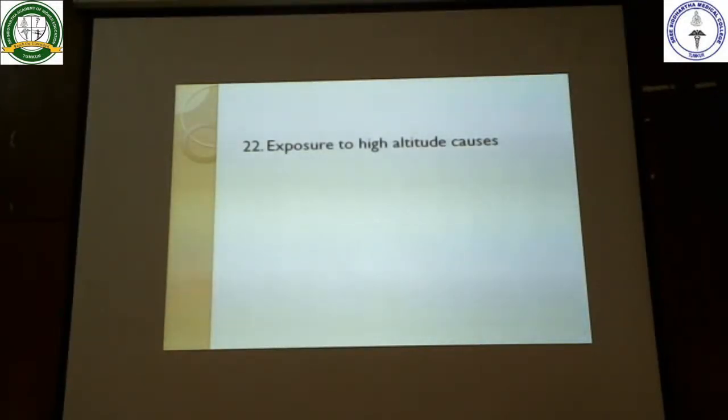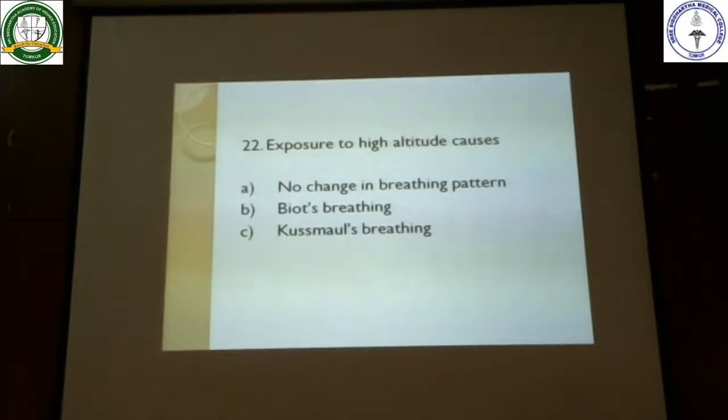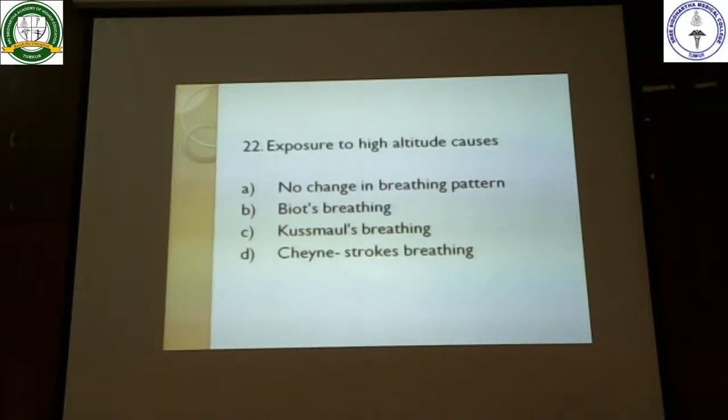Exposure to high altitude causes: no change in breathing pattern, Biot's breathing, Kussmaul's breathing, or Cheyne-Stokes breathing. If an unacclimatized person goes to high altitude, you can expect Cheyne-Stokes breathing. Cheyne-Stokes breathing is an abnormal breathing where you will have hyperpnea followed by apnea. It is usually seen in premature infants and unacclimatized persons at high altitude. Whenever the person is suffering from renal failure or heart failure, you can also expect Cheyne-Stokes breathing.